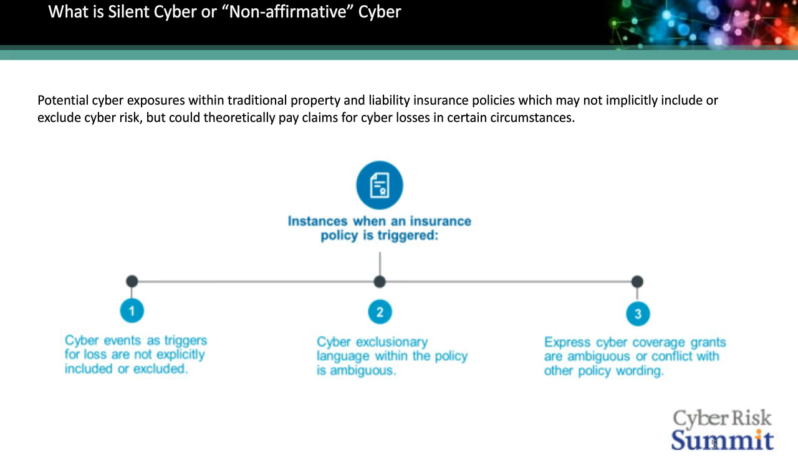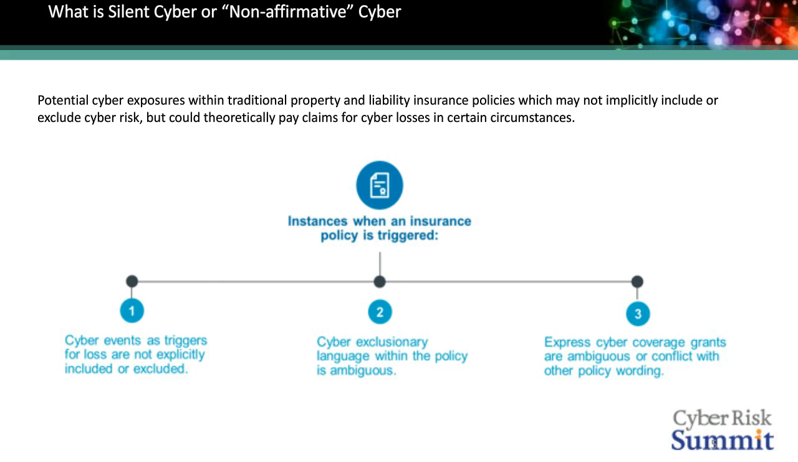So silent or non-affirmative cyber, we're talking about the potential cyber exposures with traditional property and liability insurance policies that may not implicitly include or exclude the coverage. So what that means is you can have an insurance policy triggered when cyber events as triggers for loss are not included or excluded. You've got exclusionary language that may be ambiguous. You may have express cyber grants that are ambiguous in and of themselves, all of which create a bit of confusion as to where cyber risk, especially physical cyber, which is bodily injury and property damage resulting from cyber events, failure of technology and that sort, where is that properly residing?